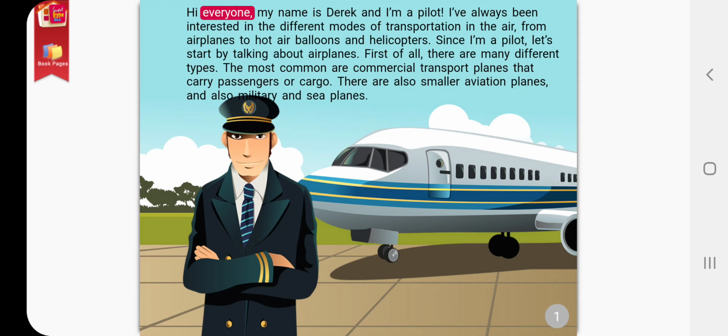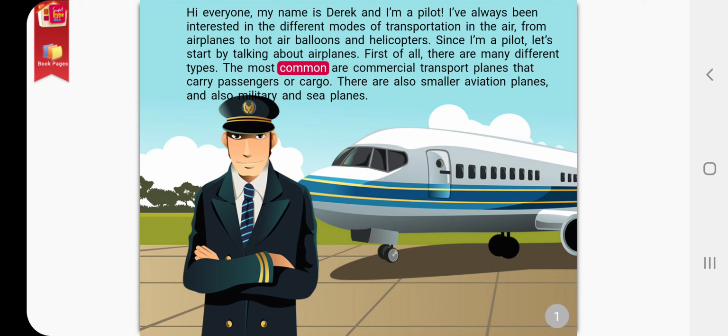Hi, everyone. My name is Derek, and I'm a pilot. I've always been interested in the different modes of transportation in the air, from airplanes to hot air balloons and helicopters. Since I'm a pilot, let's start by talking about airplanes. First of all, there are many different types.